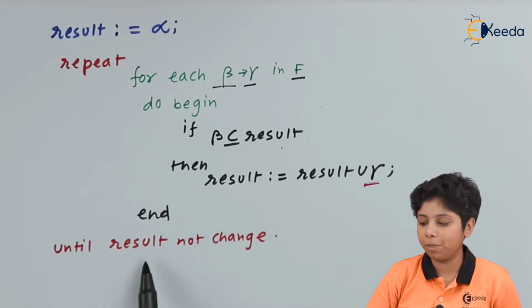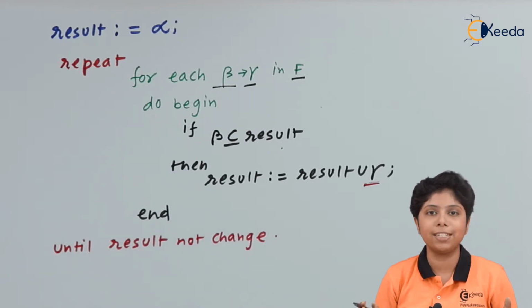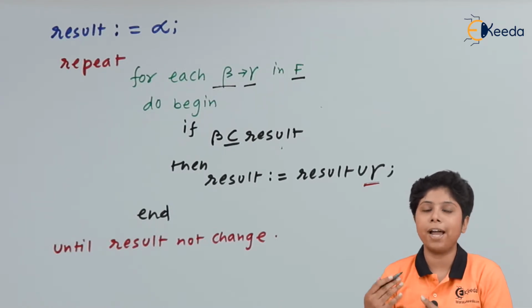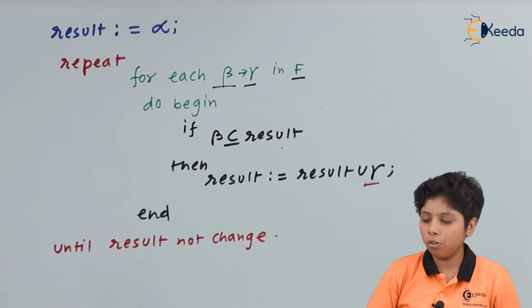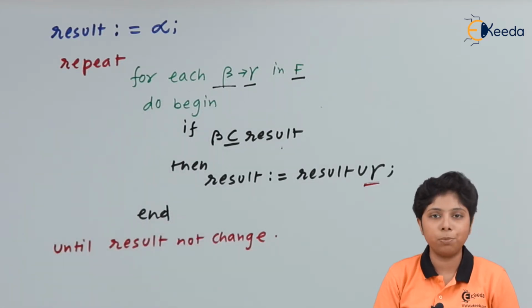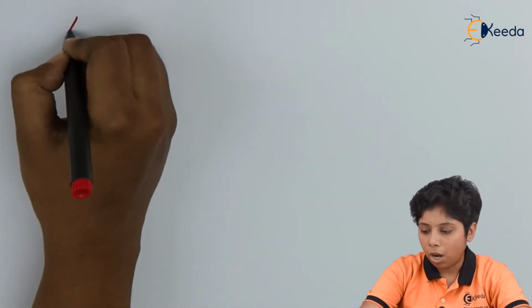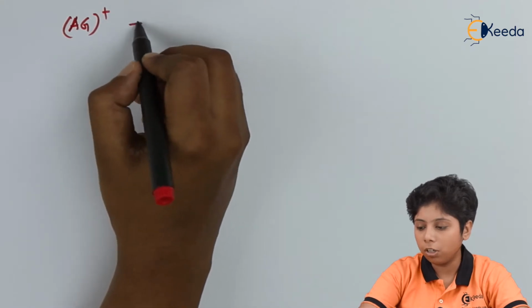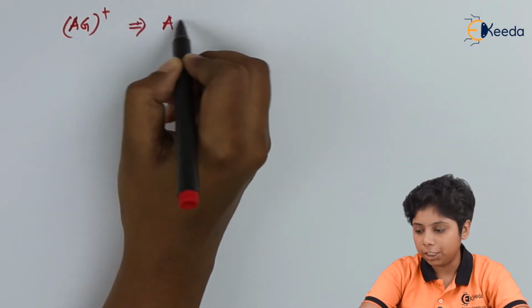And we need to perform it until the result set of attributes starts from alpha, then beta, gamma and all other attributes. So in this way we can add the attributes in our closure. Now let us perform this algorithm on the particular example that we have taken. Say for example we are computing the closure of the combination AG. So our closure AG plus will contain all the combinations of AG.